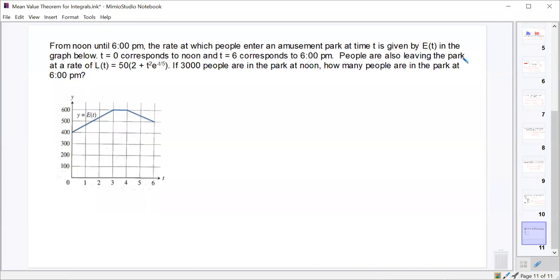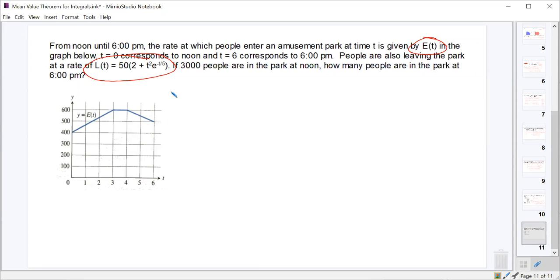So we're thinking about people in an amusement park, and we're given three different pieces of information. One, the rate at which people enter from 0 to 6 is this graph. Second, the rate at which people leave is L of t. And third, there are 3,000 people in the park at noon. We want to figure out how many people are in the park at 6 p.m.